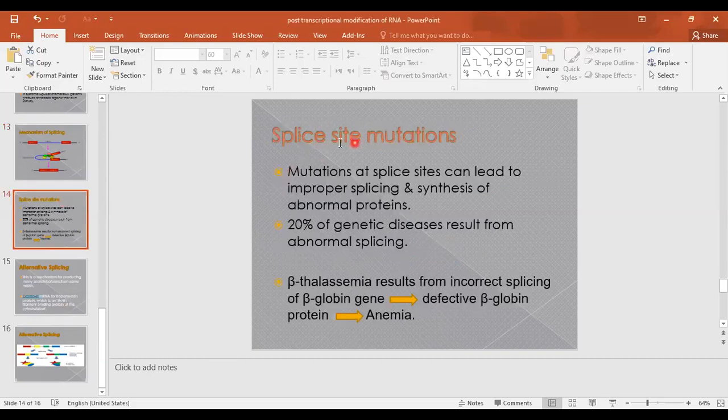So any mutation at the splice site will lead to a number of genetic disorders. Improper splicing, synthesis of abnormal protein.